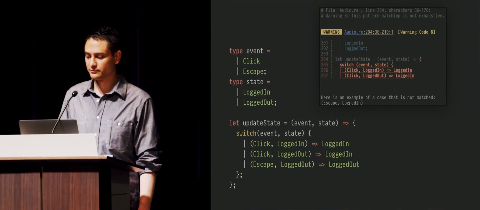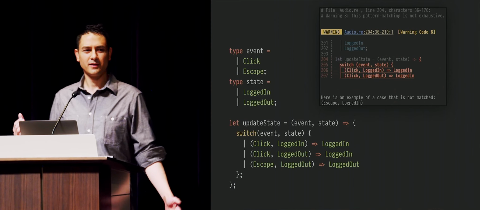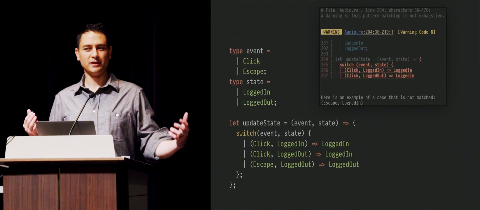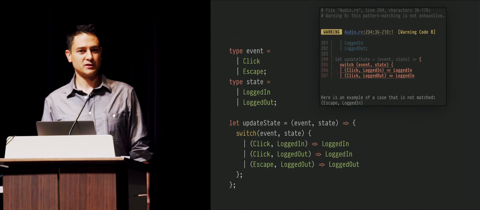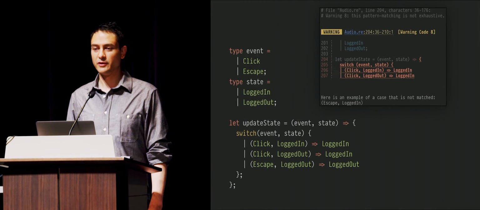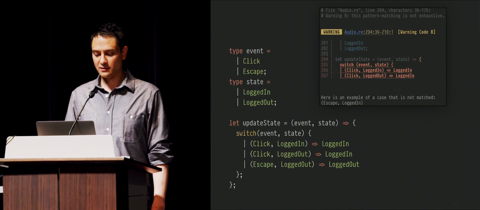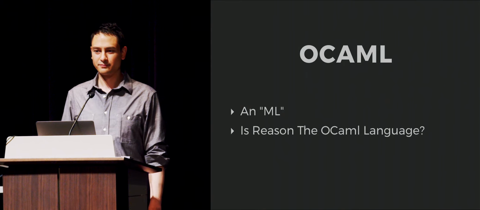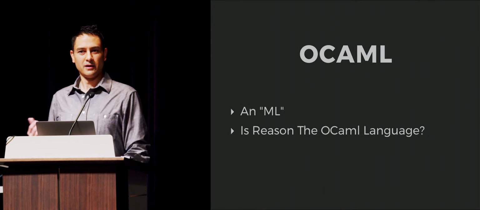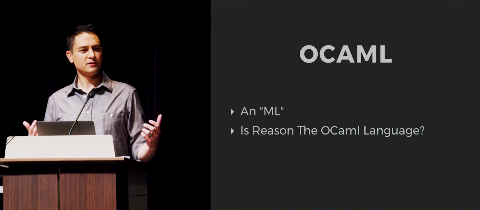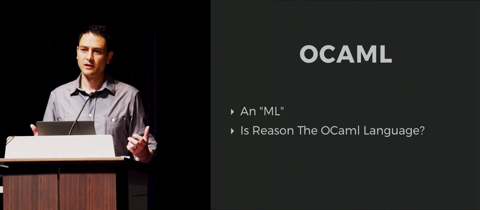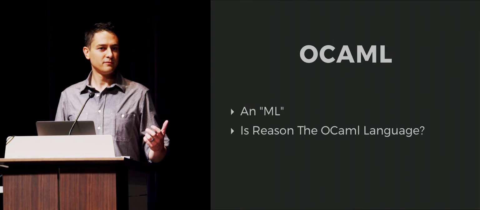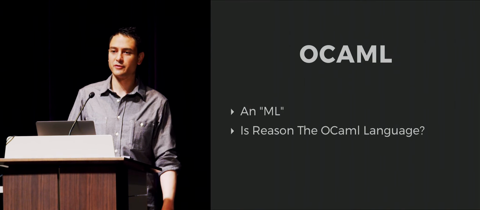It's really helpful. Okay, so how does all this work? How is this type system so good? Did this just come out of nowhere? Well, no. When you're looking at Reason, behind the scenes, it's actually OCaml, one of those ML languages. So you might ask, okay, then is Reason the OCaml language? Well, yeah, sort of. I guess it depends on what you mean by language.